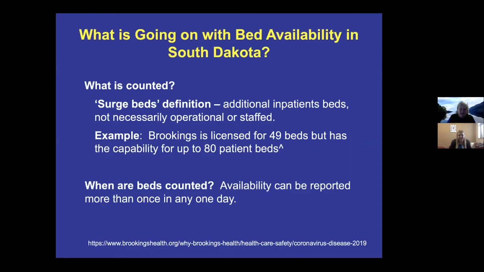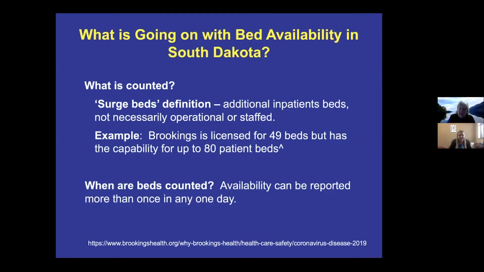So in looking into it a little bit further, that Have Bed counts surge beds, surge capacity. And a surge bed is defined as additional inpatient beds that are not necessarily operational or staffed. An example of this is Brookings, which is licensed for 49 beds, but has the capability for up to 80 patient beds during a surge, in their surge plan.